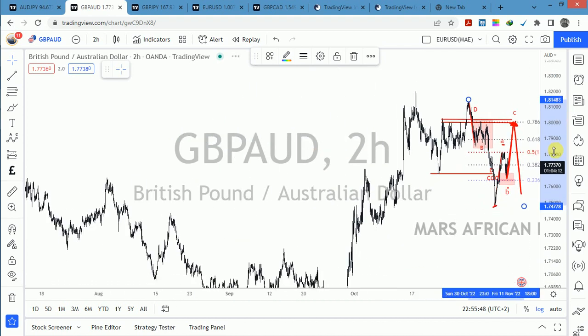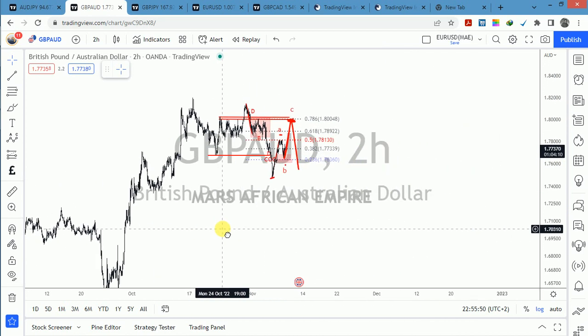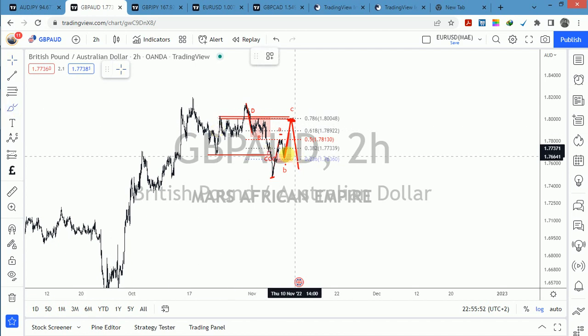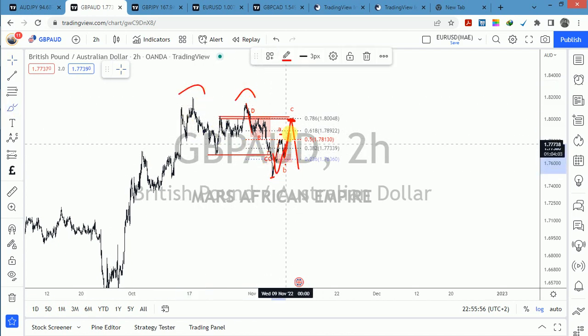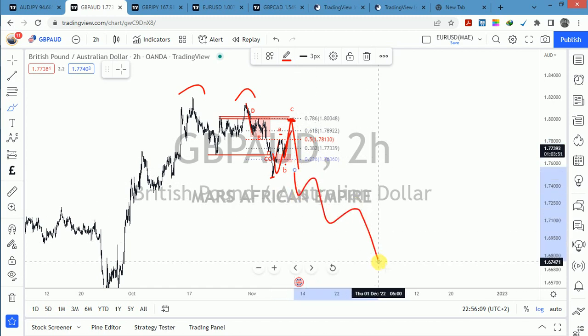And remember, we are saying the momentum for this pair is very bearish, because this is a double top. We are just retesting the neckline. This is what you call the manipulative retest. For my students, they know what a manipulative retest is. We are just doing the manipulative retest, and then we can continue to drop like that.